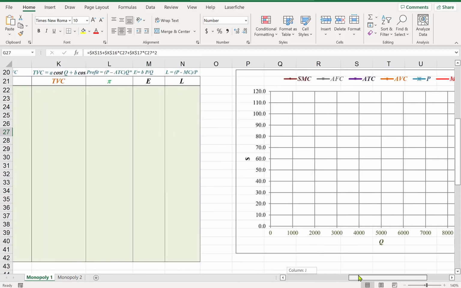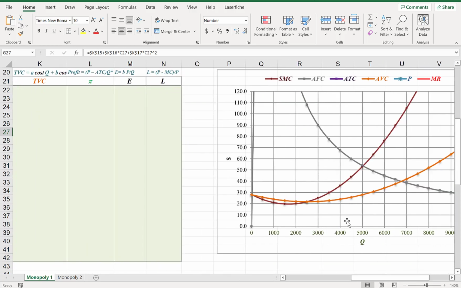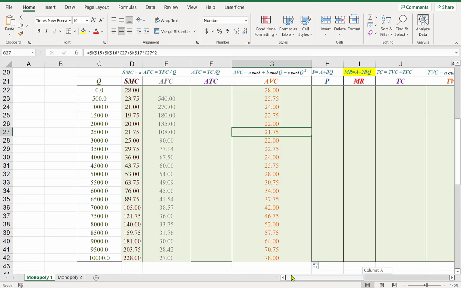If you look at this, the graph is not okay. So check this out. This is my marginal cost, average variable cost, and I have average fixed cost so far. Let's see what else we got.